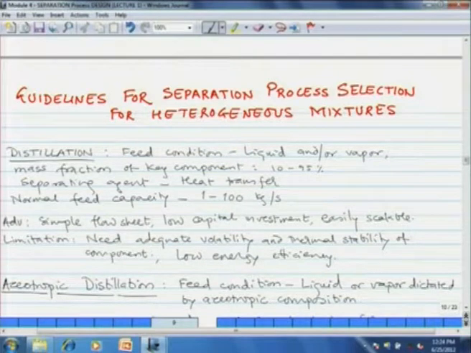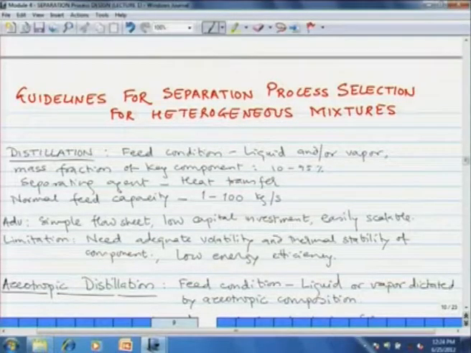The limitation, however, is the need of adequate volatility and thermal stability of the component. If the volatility is very close, then you will end up with a very large number of plates, a very tall column, that will give you enormous capital investment. And if the components are thermally unstable, then you will have to control the temperature very carefully.